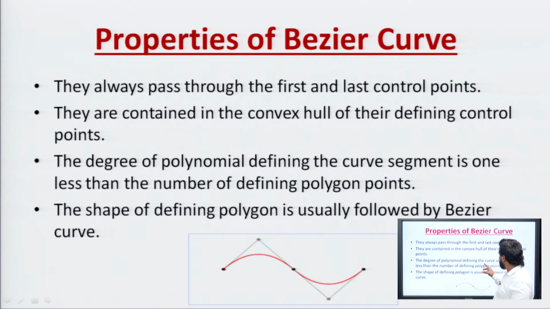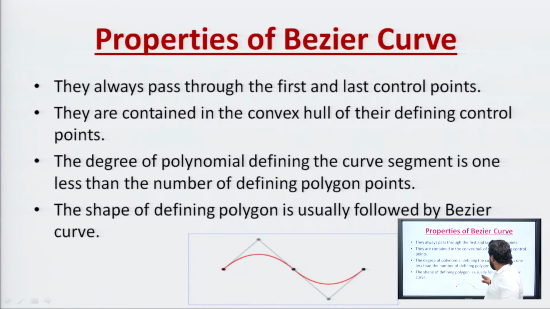The degree of the polynomial defining the curve segment is 1 less than the number of defining points. Here the degree of the polynomial defining the curve segment is 1 less than the number of defining points. We have discussed it earlier, but here we are discussing it again. If the control points are n, then the degree is n minus 1.